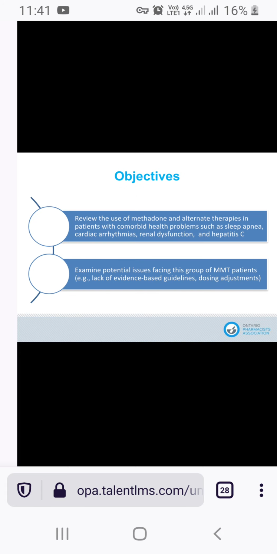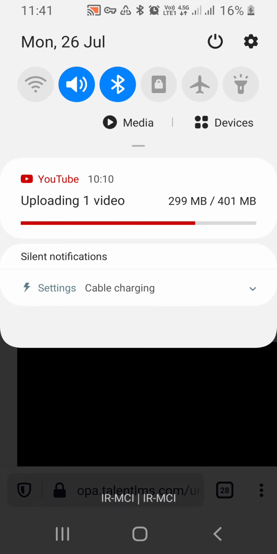So we're going to take a look at the use of methadone and other therapies in patients with some problems such as sleep apnea, cardiac arrhythmias, kidney problems, and liver problems. And we're going to look specifically at methadone maintenance treatment where problems lie. There's not a lot of evidence that we have to deal with, but we'll take a look at some of these things.